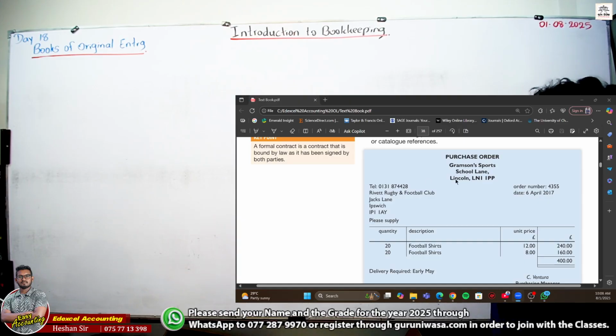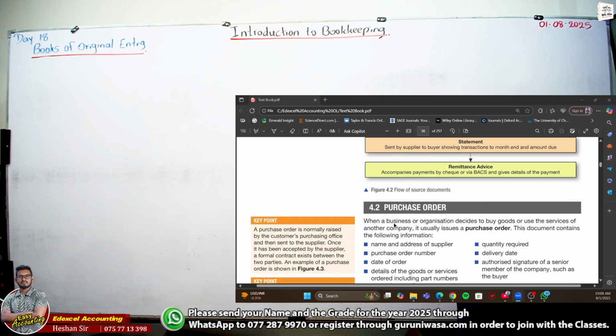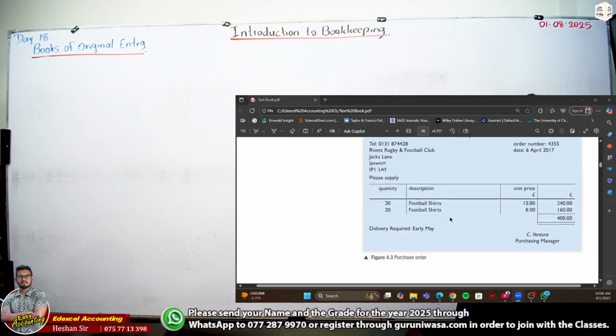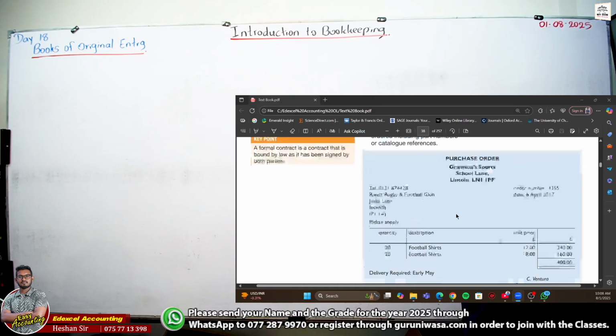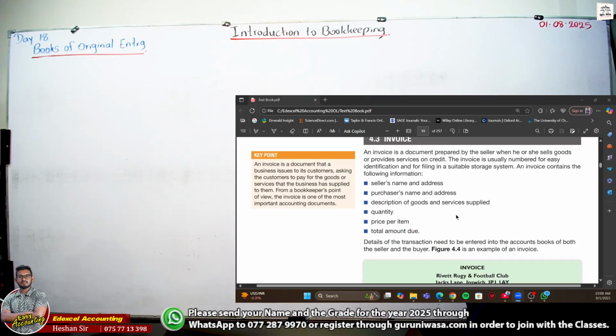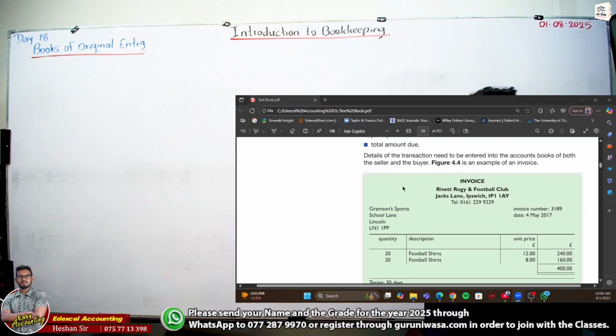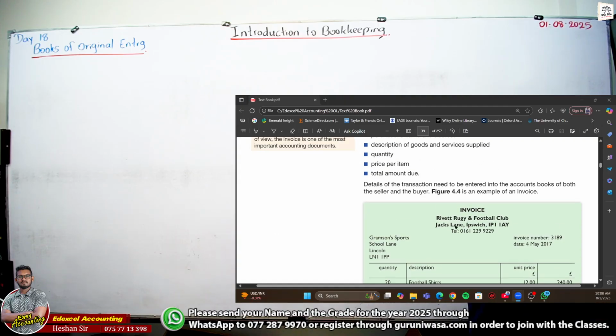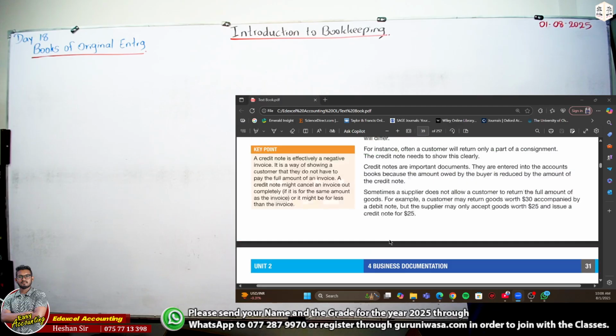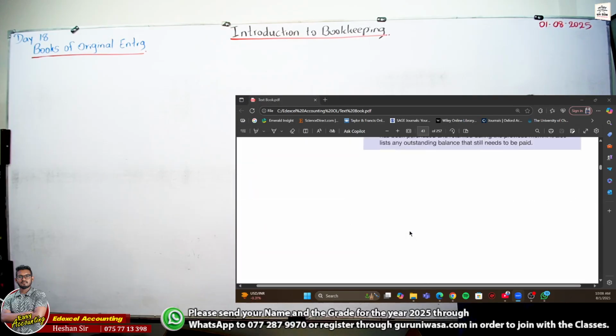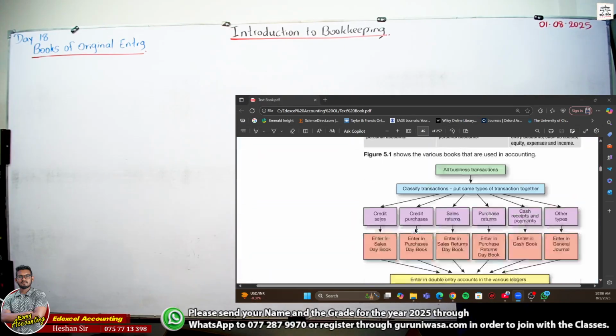Just see, I just want to show you. You can see this is the purchase order. So now 4.3 is the purchase order, right? And 4.4, you can see, is the purchase invoice they are telling, right? This is the purchase invoice sent by River Rugby and Football Club to Gramson Sports, right? So that is the thing they mention in here.